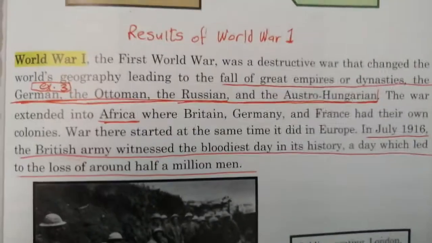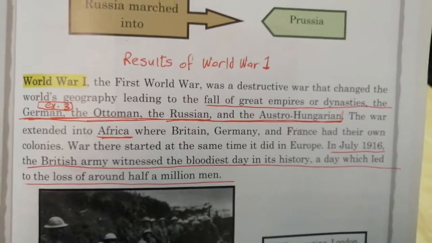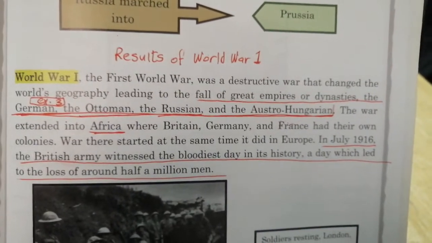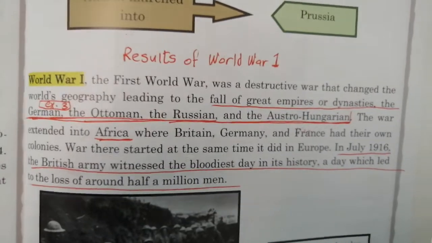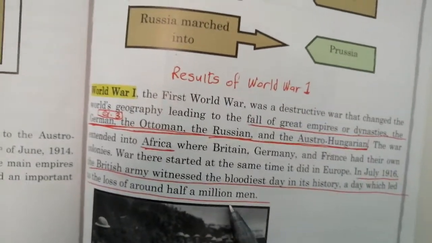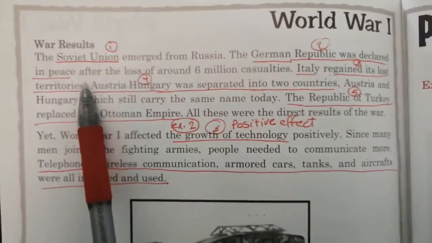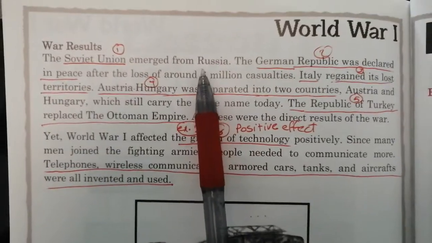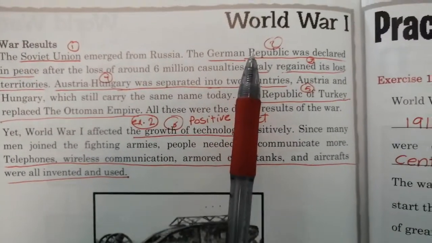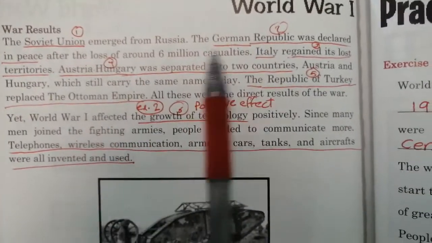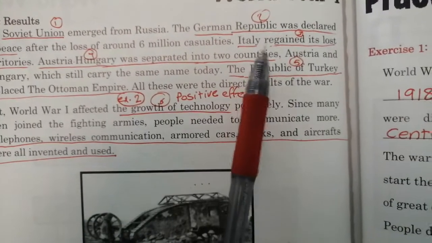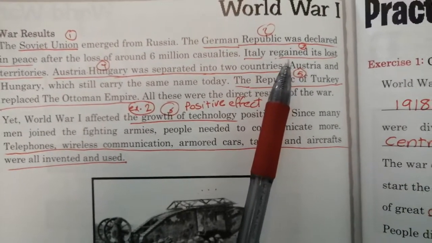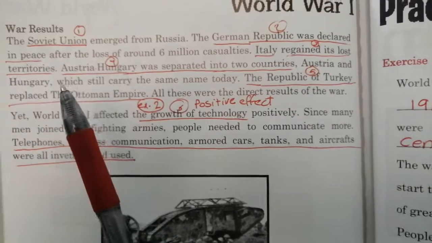In July 1916, the British Army witnessed the bloodiest day in its history, a day which led to the loss of around 500,000 men in this war. After that, the results of the war. Number 1. The Soviet Union emerged or started to appear from Russia. Number 2. The German Republic was declared in peace. Number 3. Italy took back its lost territories.